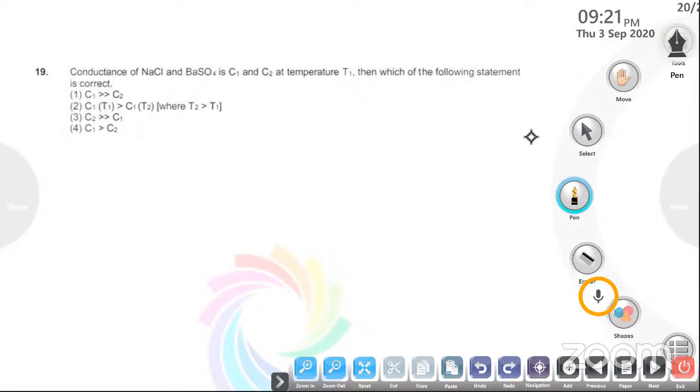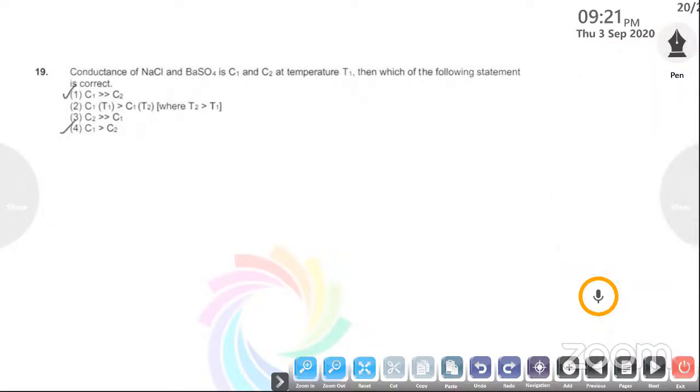So obviously, students get confused between options 1 and 4 only. But here NaCl is a strong electrolyte and BaSO4 is a sparingly soluble salt, meaning the number of ions is very small compared to NaCl. Therefore, we can say that C1 is related to the conductance of NaCl and C2 is related to the conductance of BaSO4. Therefore, C1 is greater than C2, no doubt.